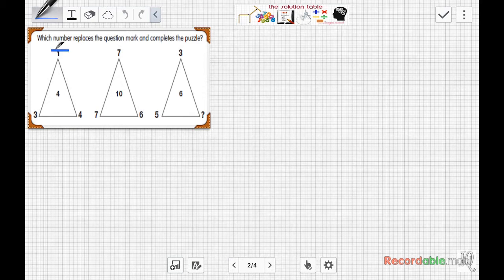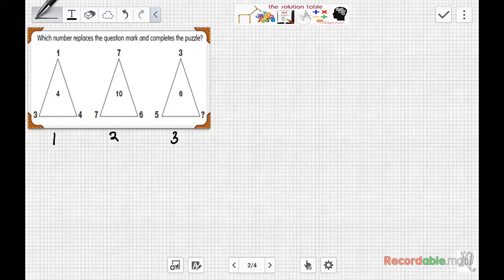The question is, which number replaces the question mark and completes the puzzle? We have 3 triangles with different numbers on the various positions of the triangles, and our objective is to find a number to replace the question mark over here. Let's begin by naming our triangles as triangle number 1, 2, and 3.